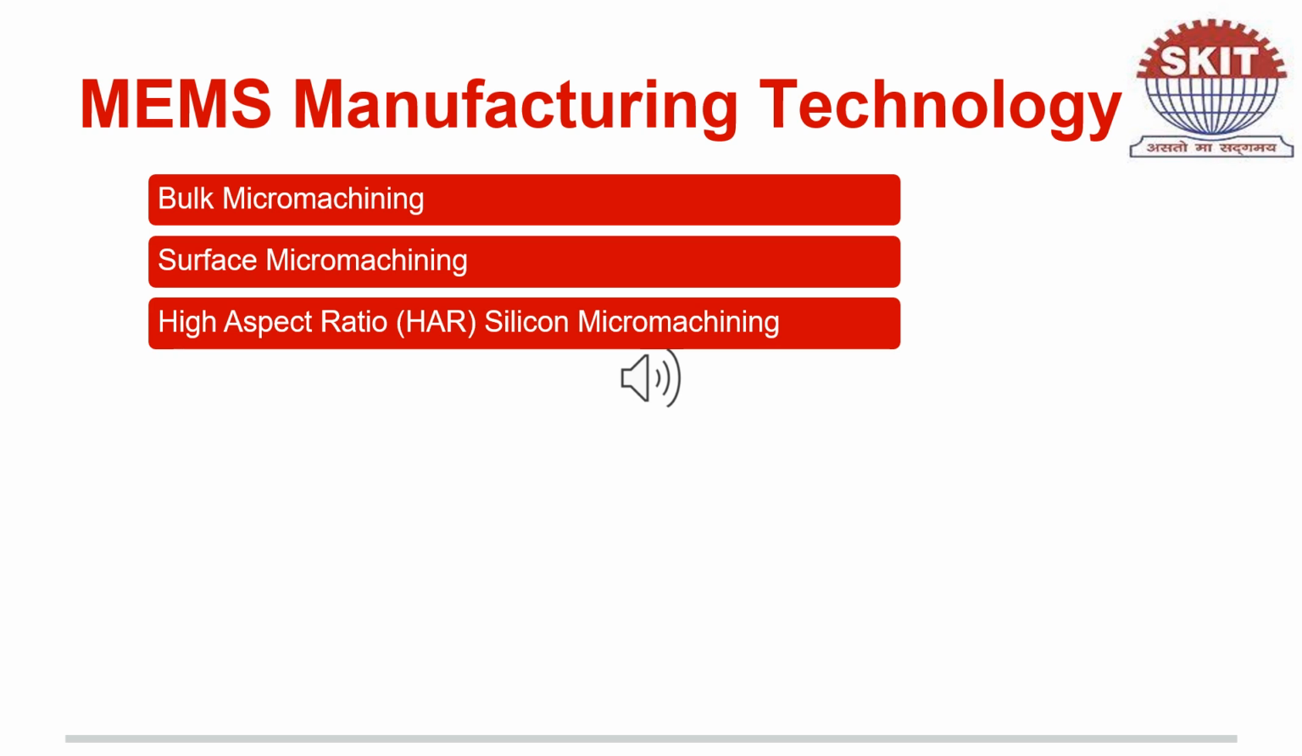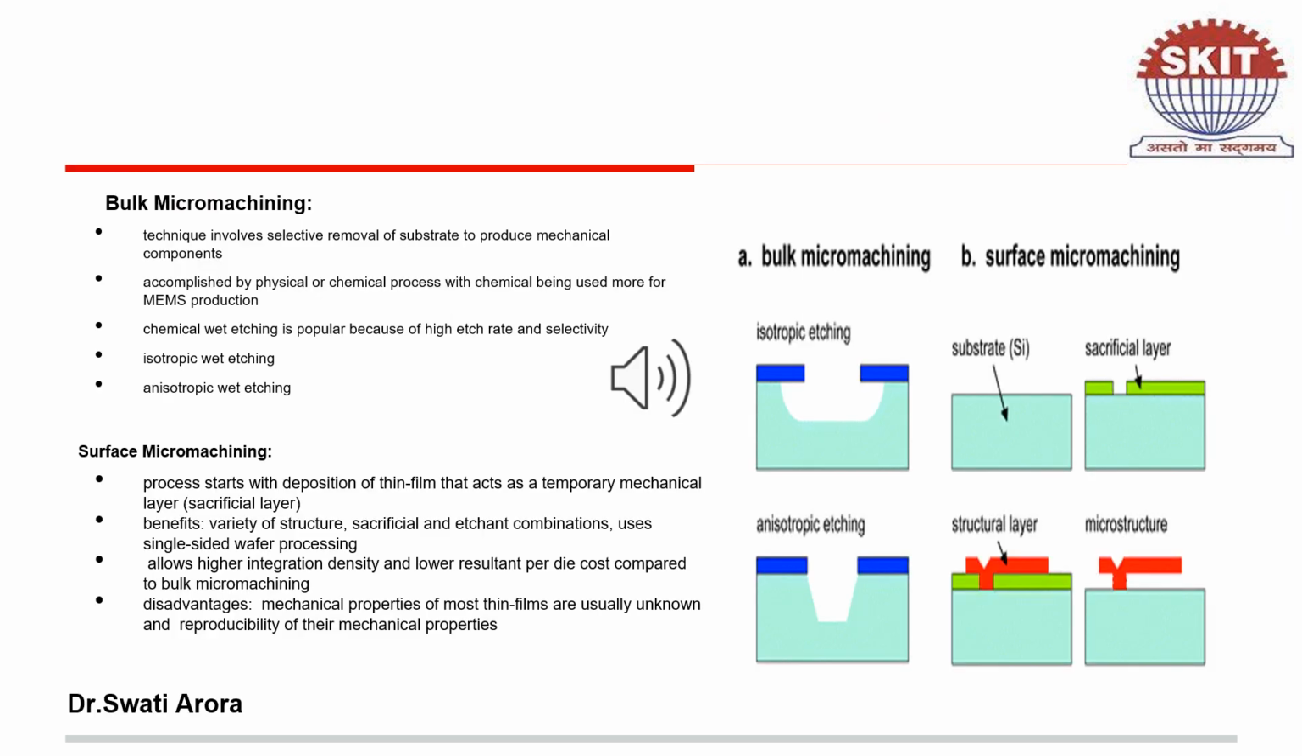First is bulk micromachining, second one is surface micromachining, and the third one is high aspect ratio silicon micromachining. The bulk micromachining technique is the oldest technique, which involves selective removal of substrate to produce the mechanical component. So it is accomplished by a physical or chemical process, and two types of isotropic or anisotropic etching methods are used for this purpose.